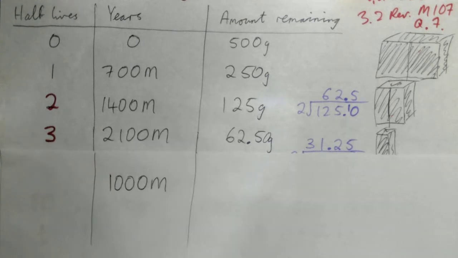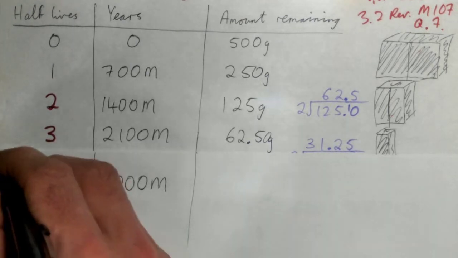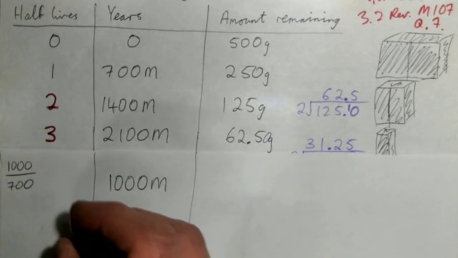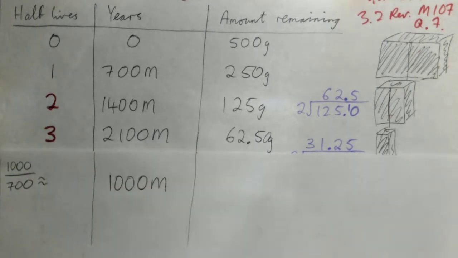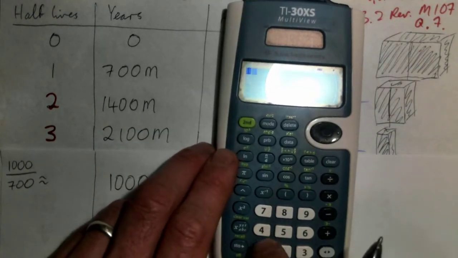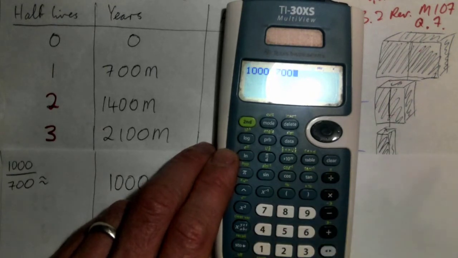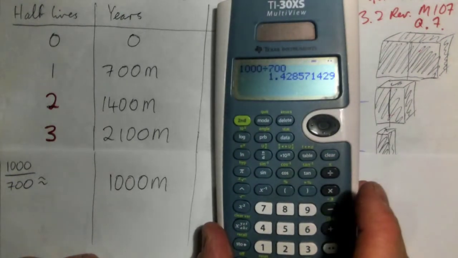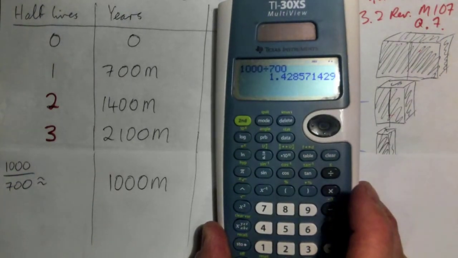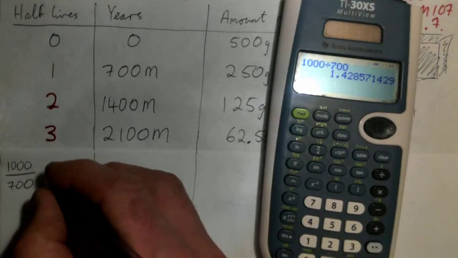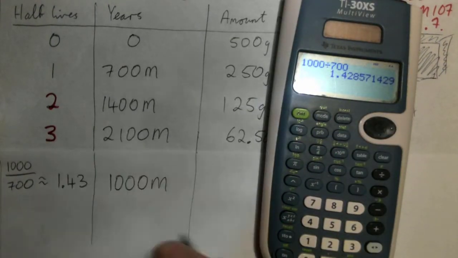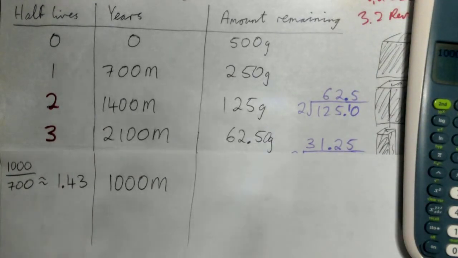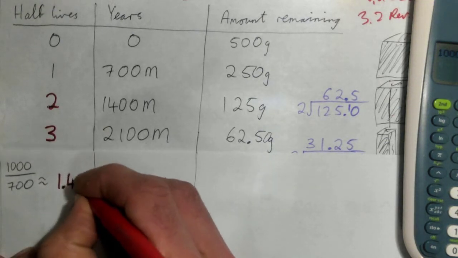The trick is, if you take 1,000 and divide that by 700, right? We get approximately 1.43. Can you see that? Or about 1.4, let's say. So 1.43, roughly, okay? And that is the answer. It's about 1.43 half-lives. It's a little more than 1, and it's less than 2.